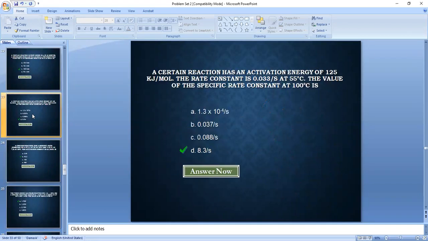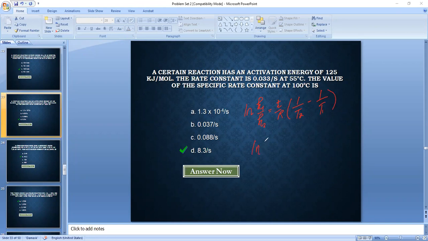A certain reaction has an activation energy of 125 kilojoule per mole. The rate constant is 0.033 per second at 55 degrees. The value of the specific rate constant at 100 is, what will you do? This is a direct substitution to Arrhenius, the extension of the Arrhenius formula. So you have K1 over K2 equal to E over R, times 1 over T sub 2 minus 1 over T sub 1.